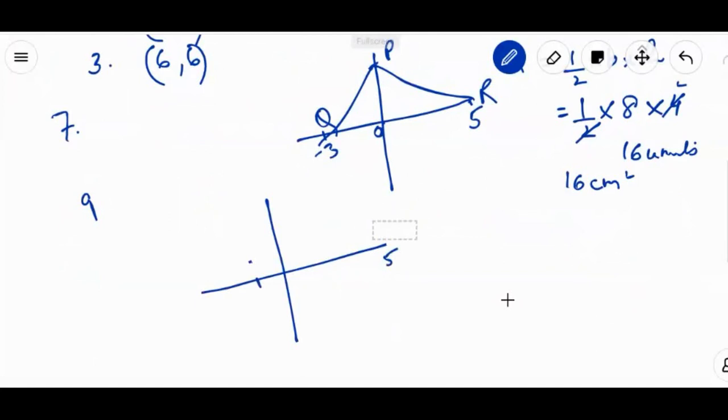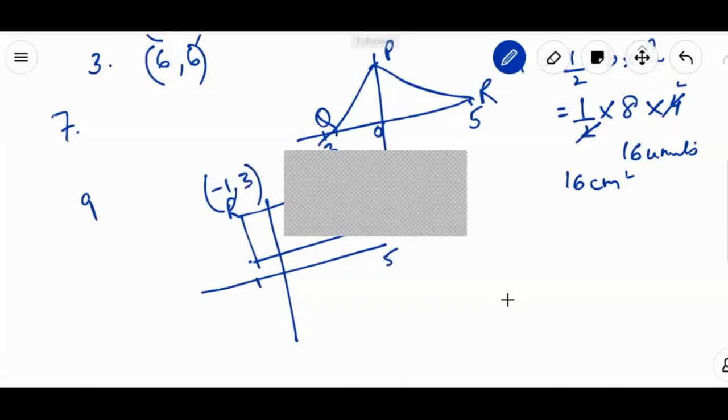And then after 5 comma 1, you have 5 comma 3. So 5 comma 3 will be somewhere here. So you get somewhat like this. This is your rectangle. So when you get your rectangle, you find the coordinates of the 4th vertex. The 4th vertex is your R, which we have to find. Minus 1 comma 3. Correct. Absolutely right. Then question number 10.